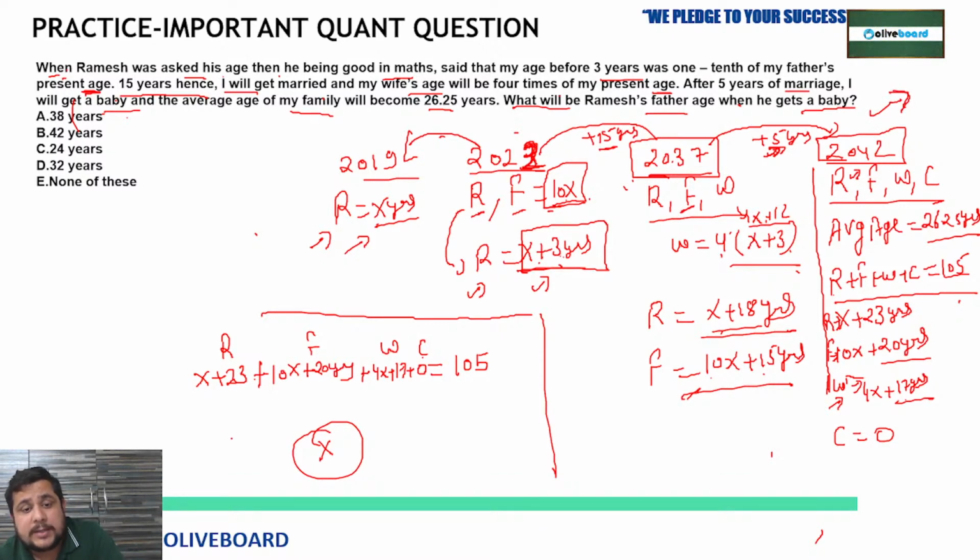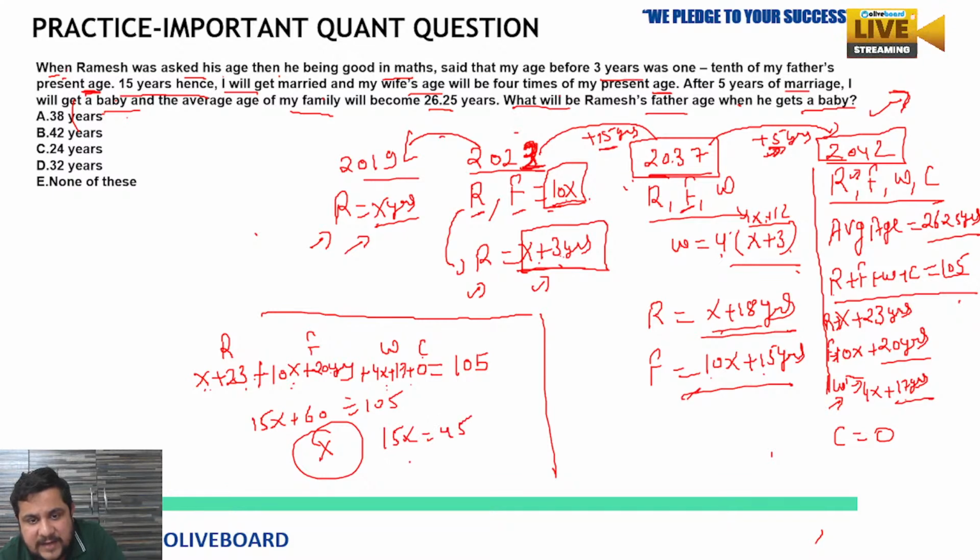How old would Ramesh be? Okay, now see, x plus 23 plus 10x plus 20 plus 4x plus 17. When you add, x plus 10x is 11x, plus 4x is 15x, plus 23 plus 20 is 43, plus 17 is 60, equal to 105. So 105 minus 60 you will get 45. So 15x equals 45. x would be equal to 3, right?